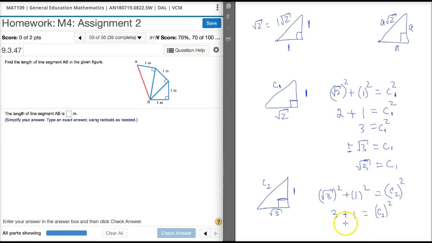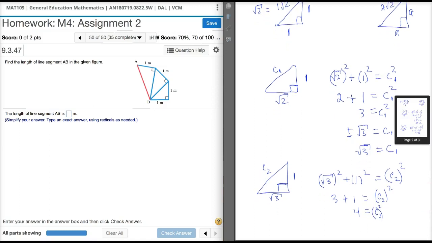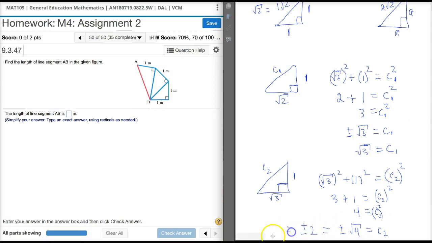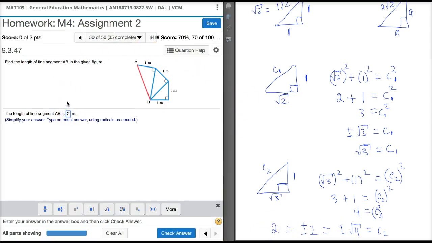And we know that 3 plus 1 is 4. And from here, if we do the principal root, this will be plus or minus square root of 4, which would just be C sub 2. And of course, square root of 4 is just 2. And since we have to ignore the negative, we only use the positive value of 2.